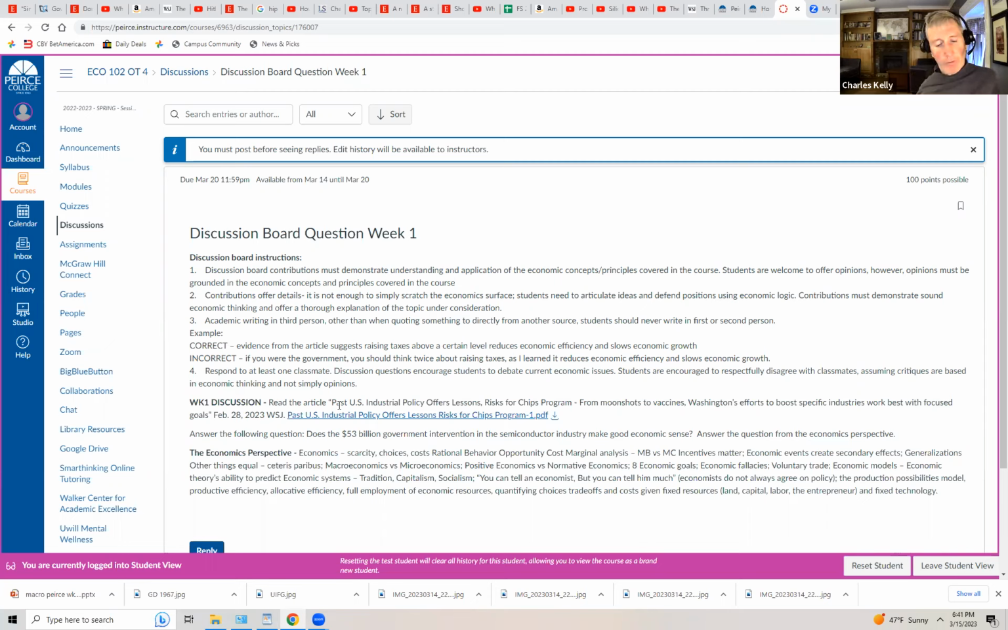So you're going to evaluate it from the standpoint of the definition of economics, scarcity, choices, costs, marginal cost, marginal benefit, opportunity cost. So you're going to evaluate this article, and then you're going to construct your answer, and you're going to decide whether or not this $53 billion government involvement in the economy makes good economic sense from an economic standpoint, from the economic perspective.